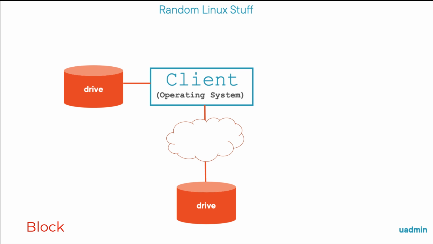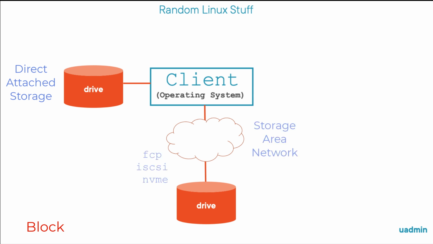Whether it's local or not, it doesn't really matter to the client. The client operating system is responsible for partitioning the device or not partitioning the device, creating a file system on the device or not creating a file system on the device. In other words, it is in full control of the device. Now, just to be exact, if the device is really local to the client, it is referred to as DAS, or Direct Attached Storage. If the device is presented via a network using protocols like Fibre Channel, iSCSI, or NVMe, it's referred to as SAN, or a Storage Area Network.